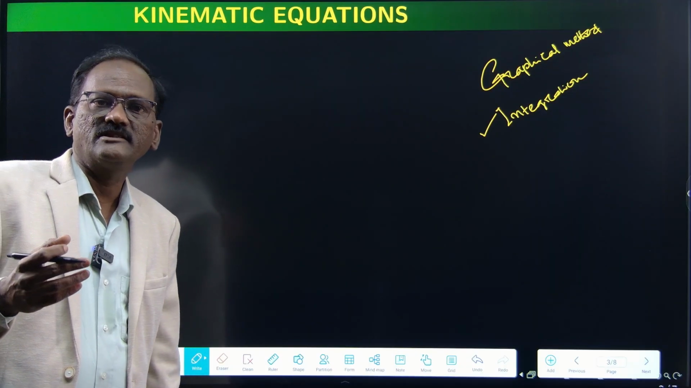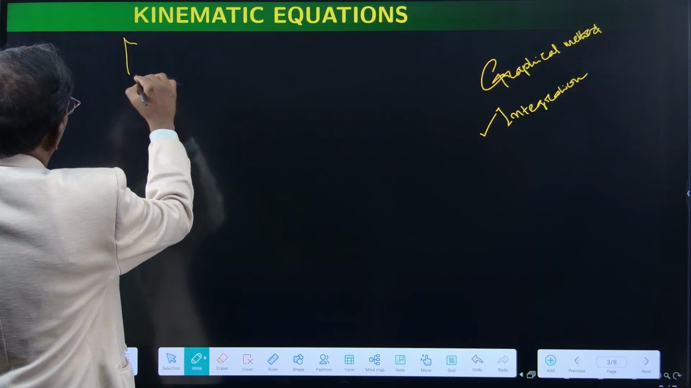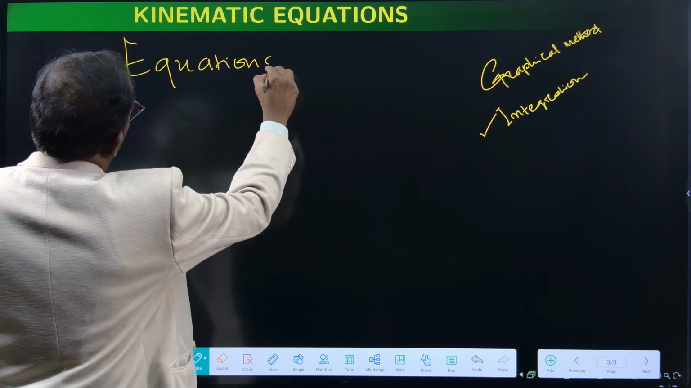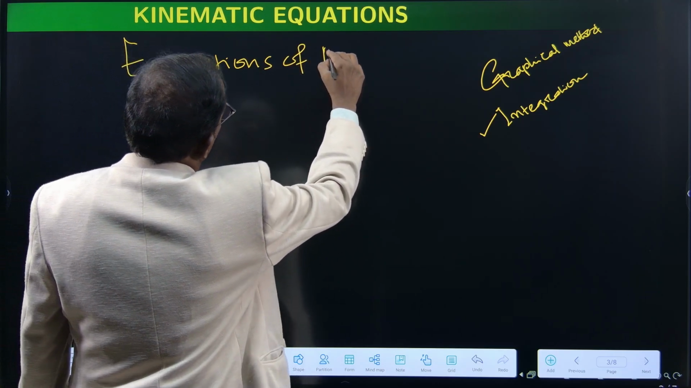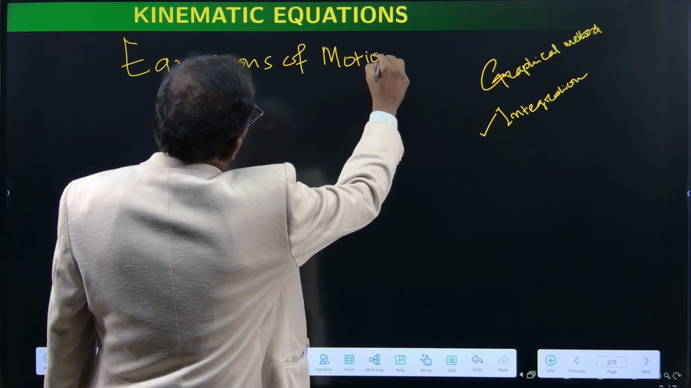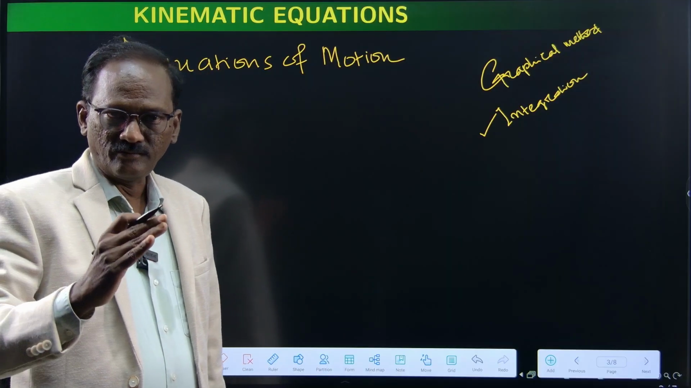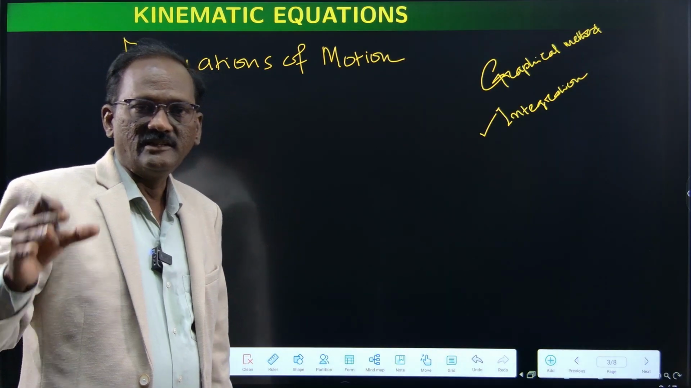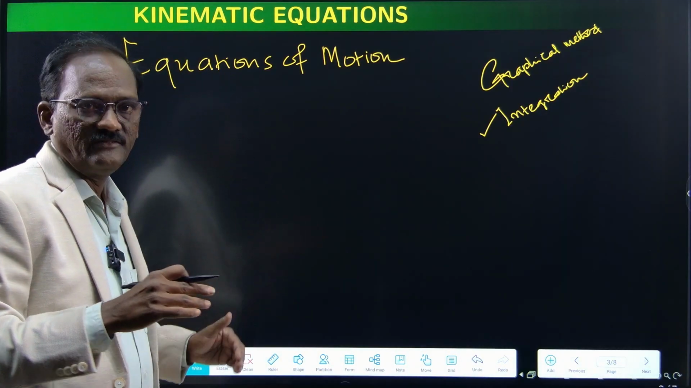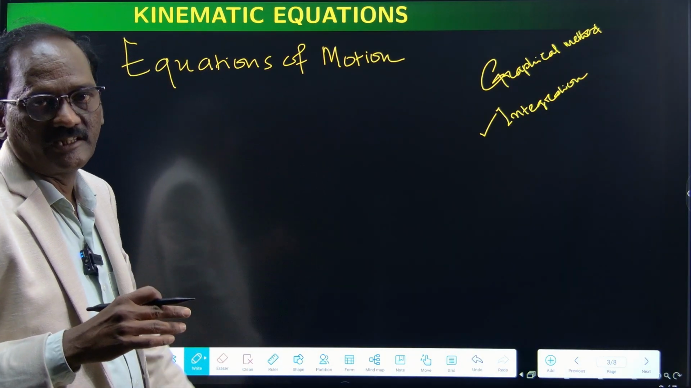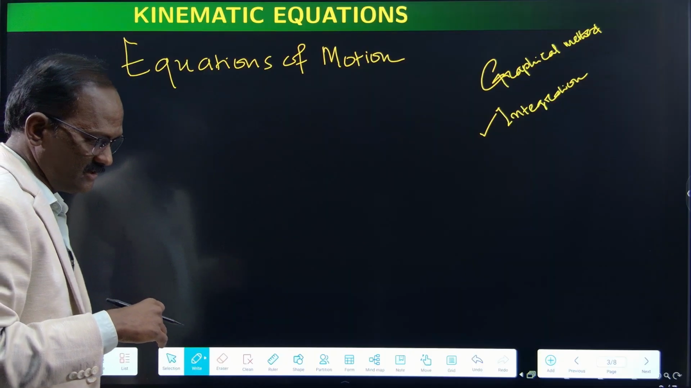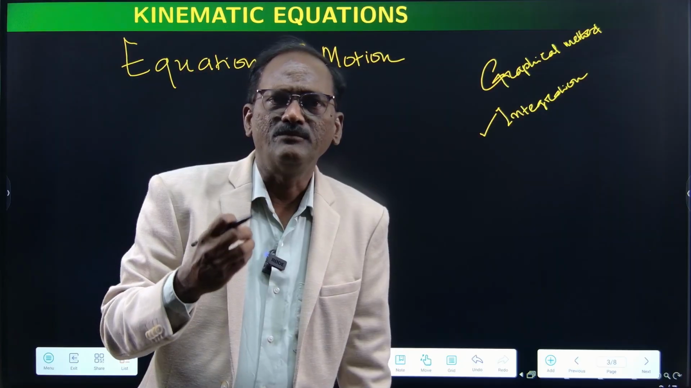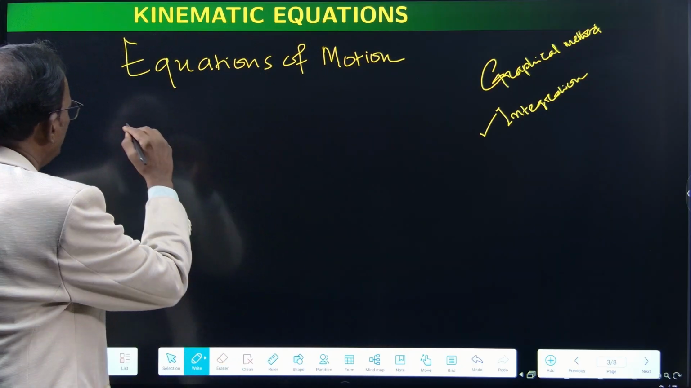Kinematic equations are otherwise called equations of motion. An object is moving from one position to another position, and the equations governing this motion are described by the set of equations, kinematic equations. So before seeing the proof of kinematic equations, let us see some basic definitions of some terms.